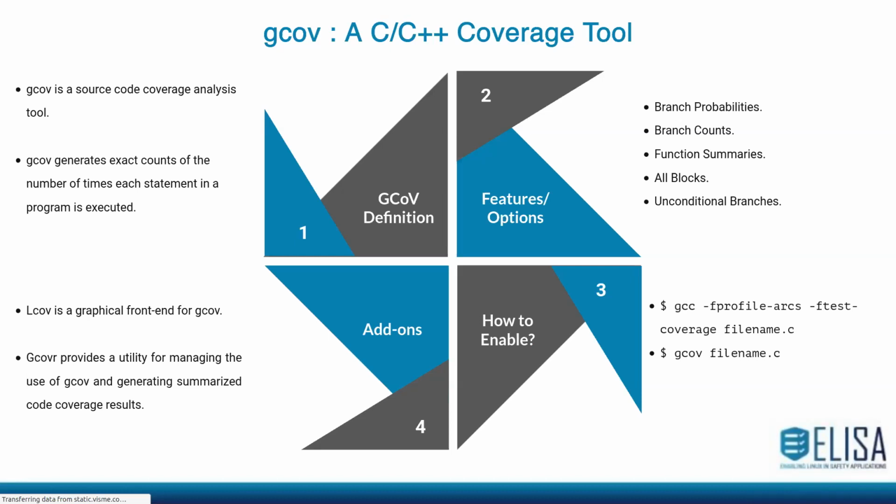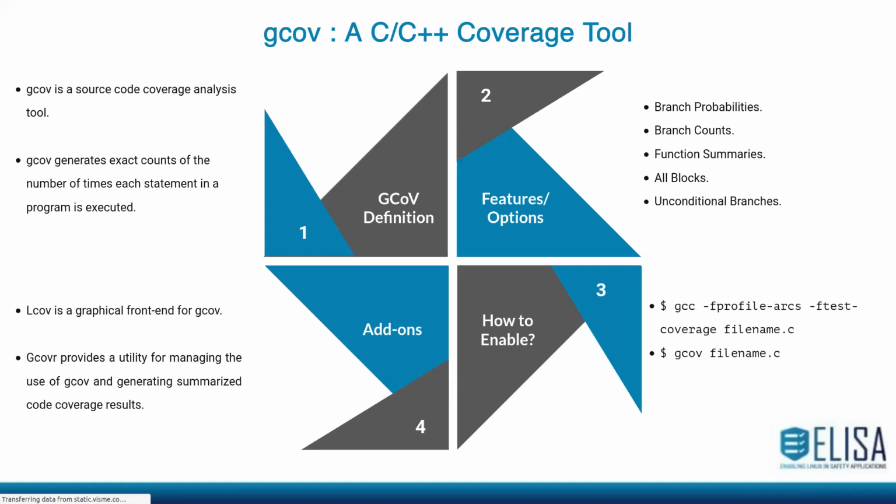or not. And the way to invoke gcov is by adding two flags to your compilation statement. It's -fprofile-arcs and -ftest-coverage. And then finally, after the program runs, you invoke the gcov keyword and it gives you a coverage report.